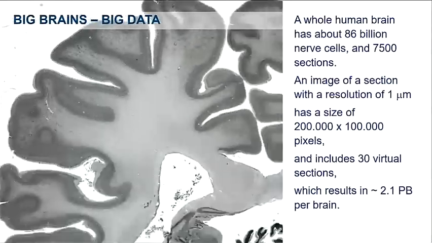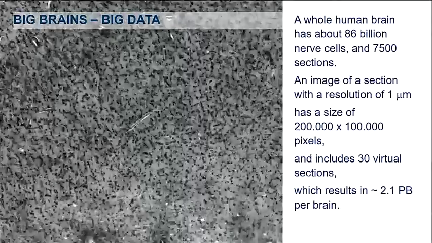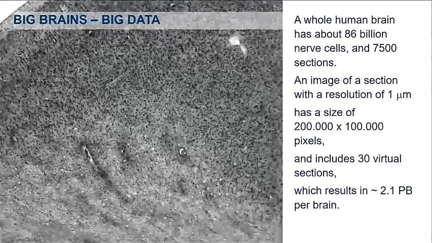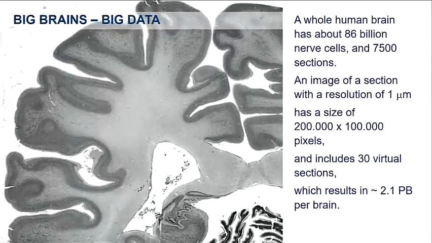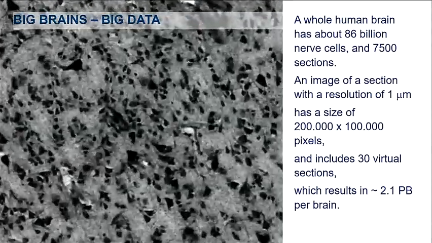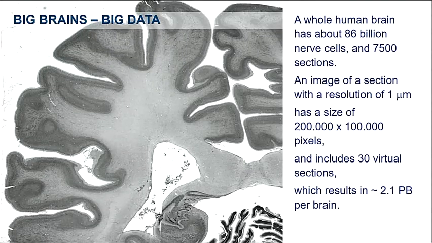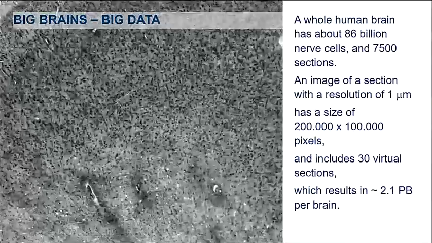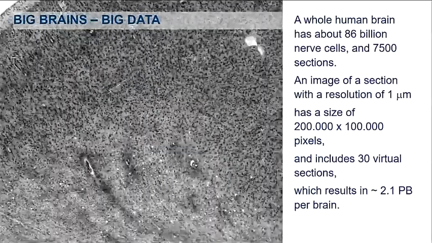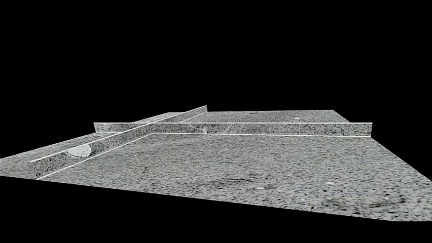So each human brain has about 86 billion nerve cells. And if you want to go to 1 micrometer resolution, we have to handle very large images and come up with 1 petabyte of space for one brain, which is quite a lot and which poses not only neuroscientific challenges, but also challenges in terms of data science and data analytics.